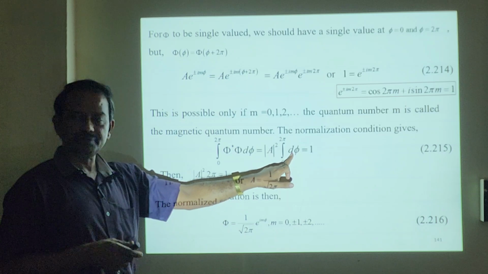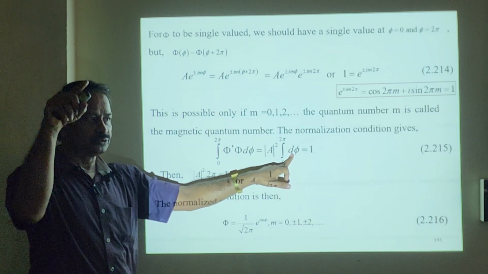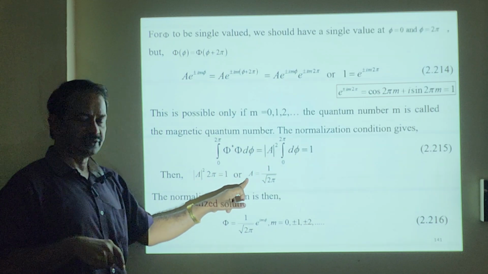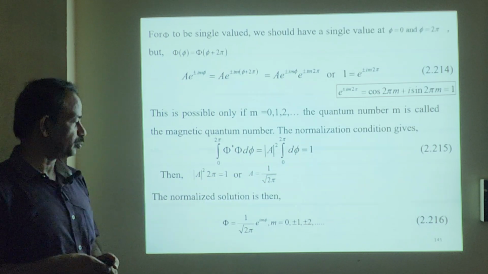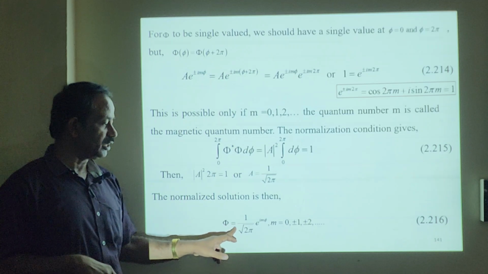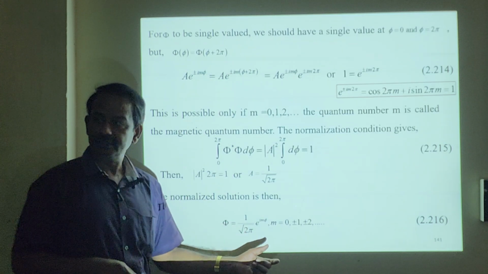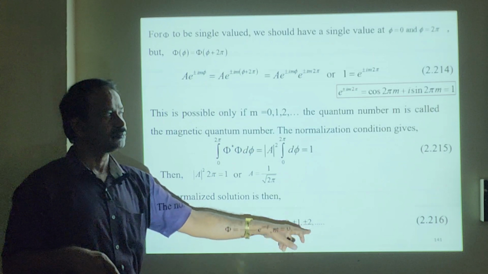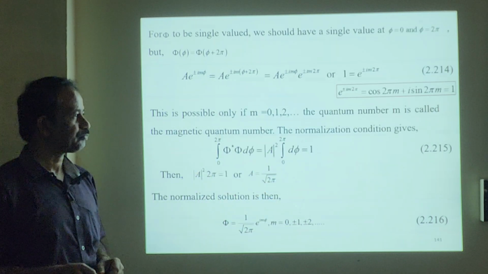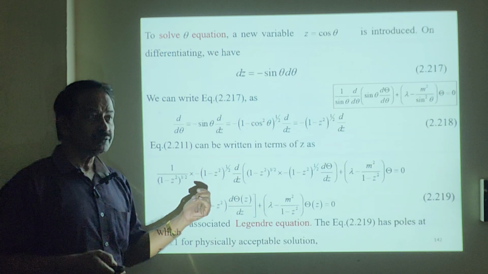0 to 2 pi d phi, you just integrate, that will give you phi. Substitute 0 to 2 pi, so you will get 2 pi. So a equals 1 by root 2 pi. So your complete normalized wave function will be phi equals 1 by root 2 pi e power i m phi, where m equals 0, plus or minus 1, 2. Okay. So we have solved now phi.